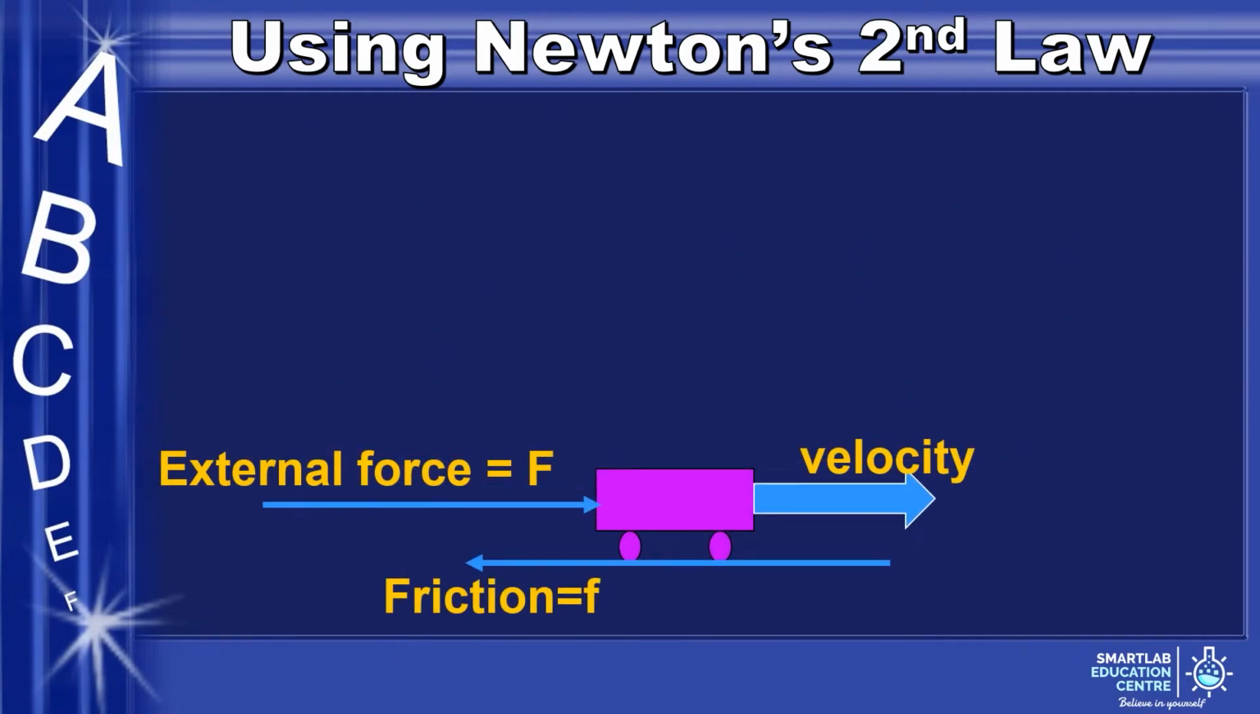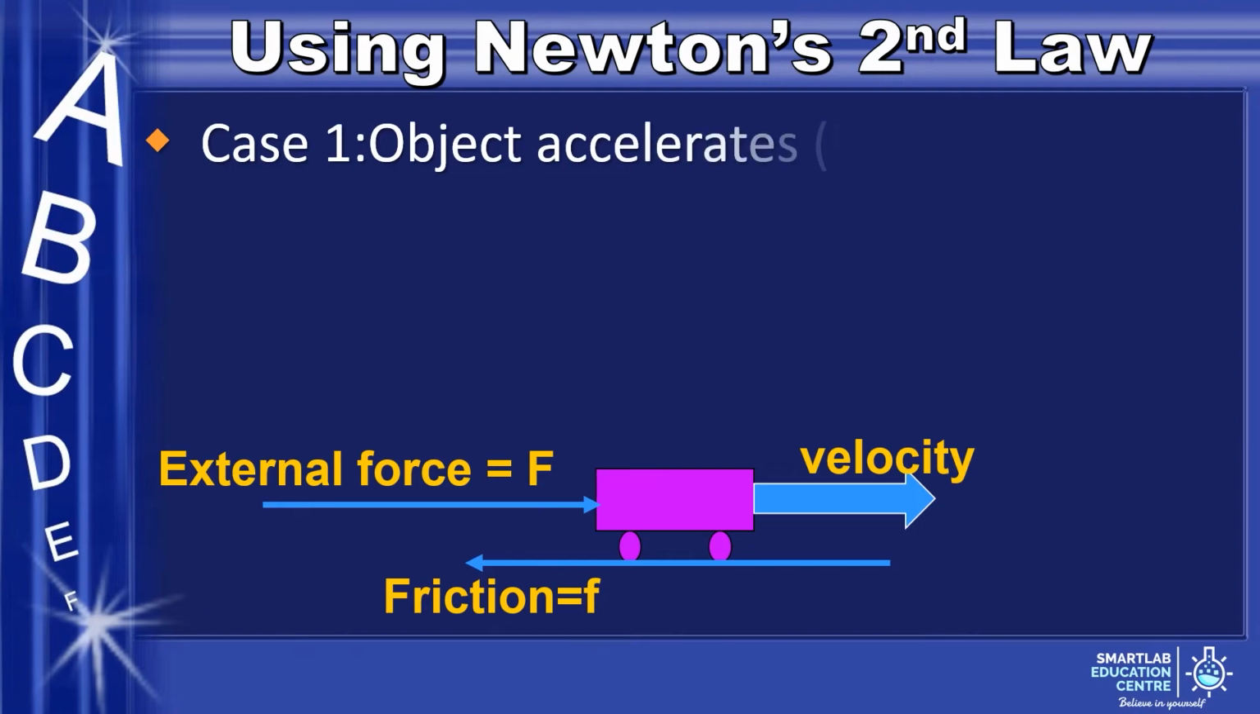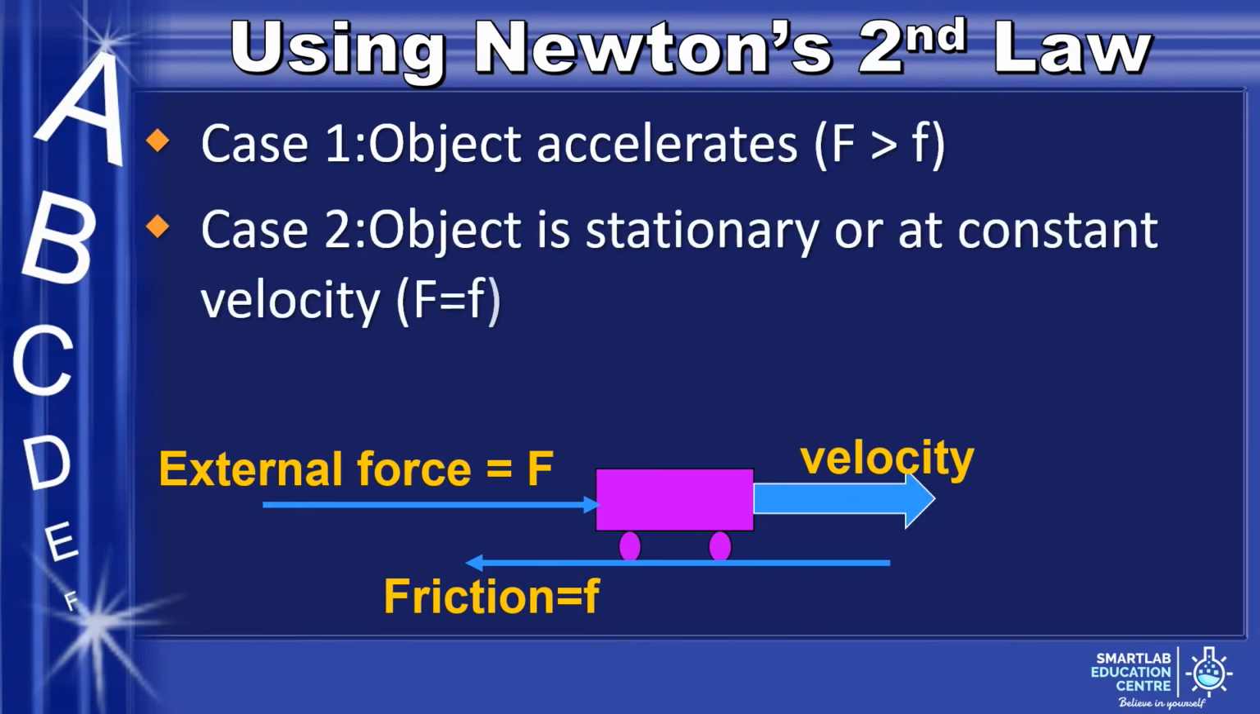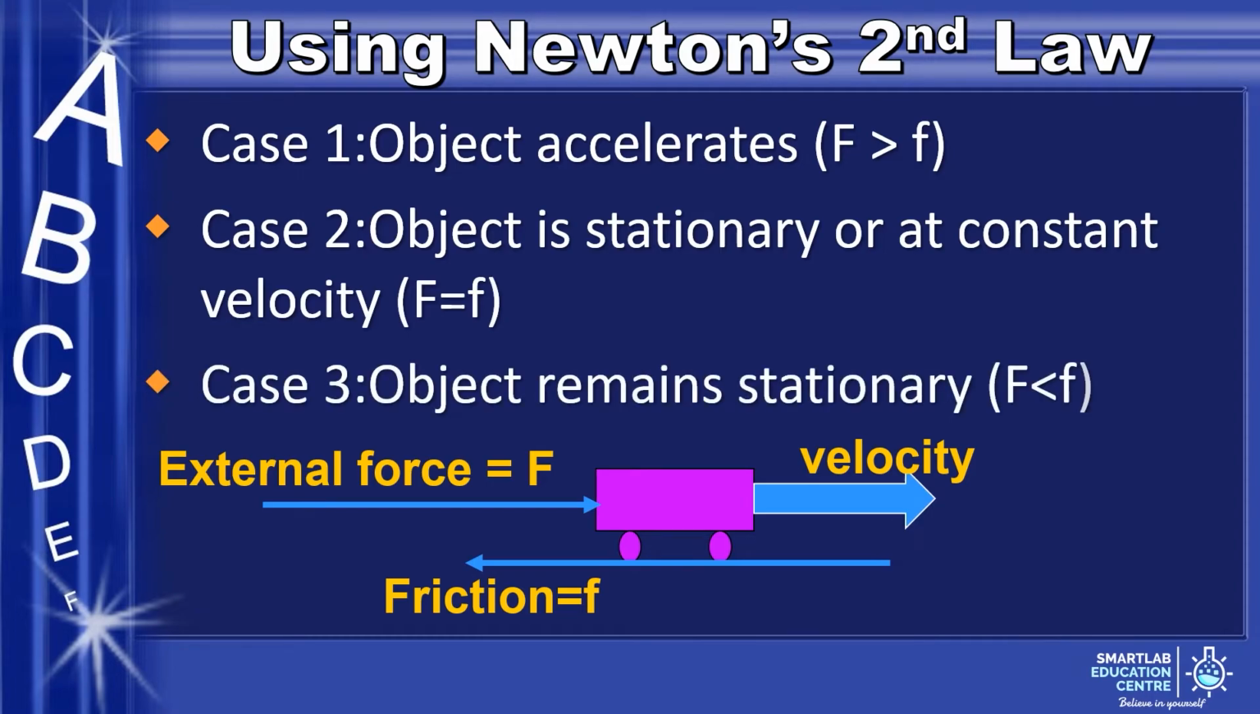Let us use a cart being pushed along the floor as an example. We have three cases of the motion of the cart: when the external force is more than the friction, when the external force is equal to the friction, and when the external force is less than the friction.